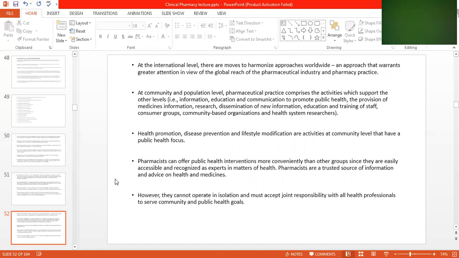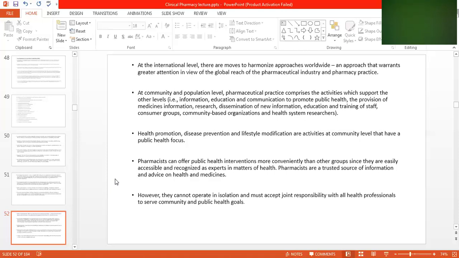So you want to provide services through your pharmacy to the community. What you have to do, you have to consider health promotion, means you have to promote the health aspect, participate in disease prevention and help people with lifestyle modification. Pharmacists can offer public health intervention more conveniently than other groups since they are easily accessible and recognized as experts in matters of health. Means the biggest role in this health team is the role of the pharmacist.